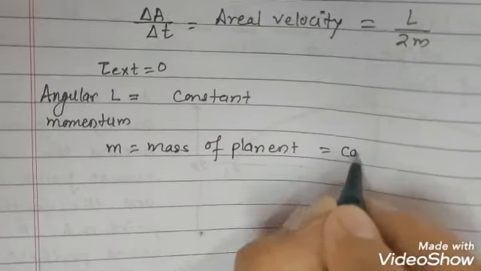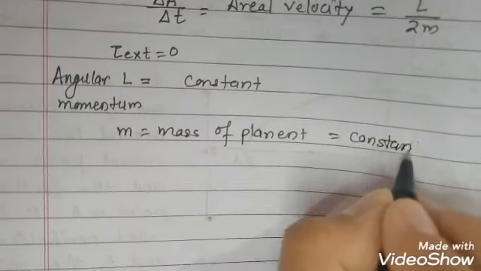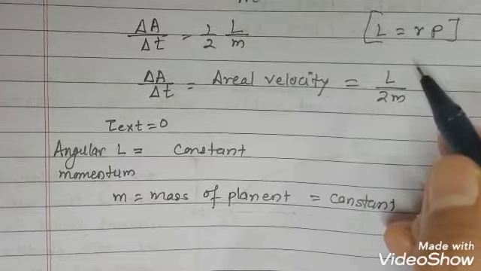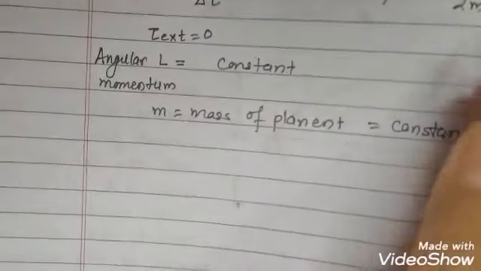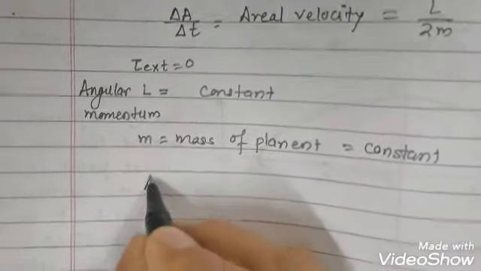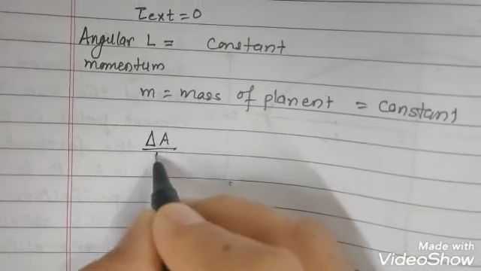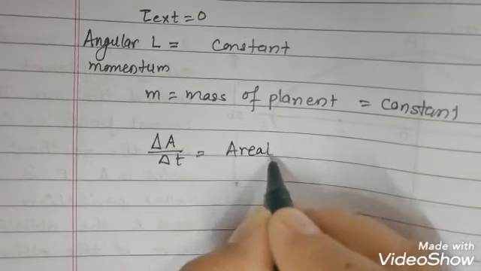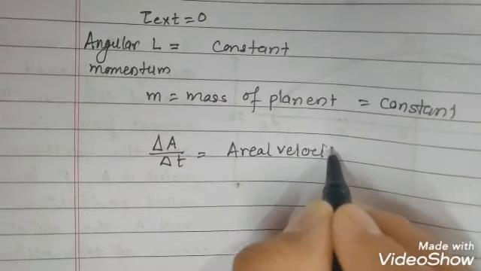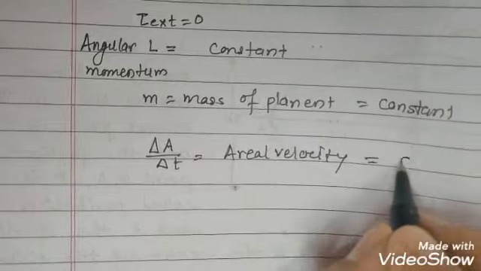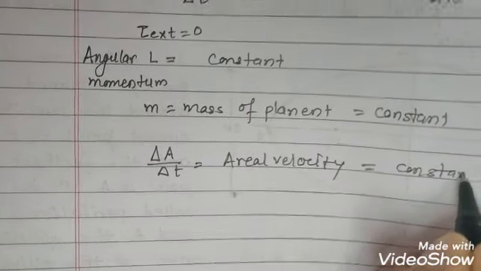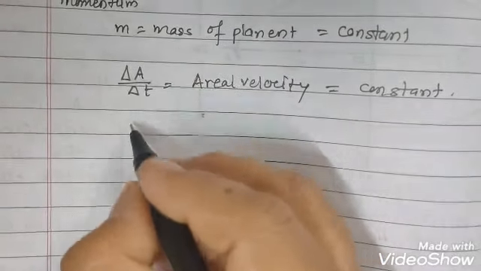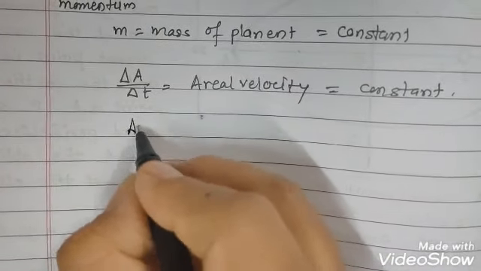Okay, so overall what we find here is that L upon 2m is a constant quantity. That means the areal velocity, del A upon del T, will be constant. If it is constant, simply what we can say is the area, this area.